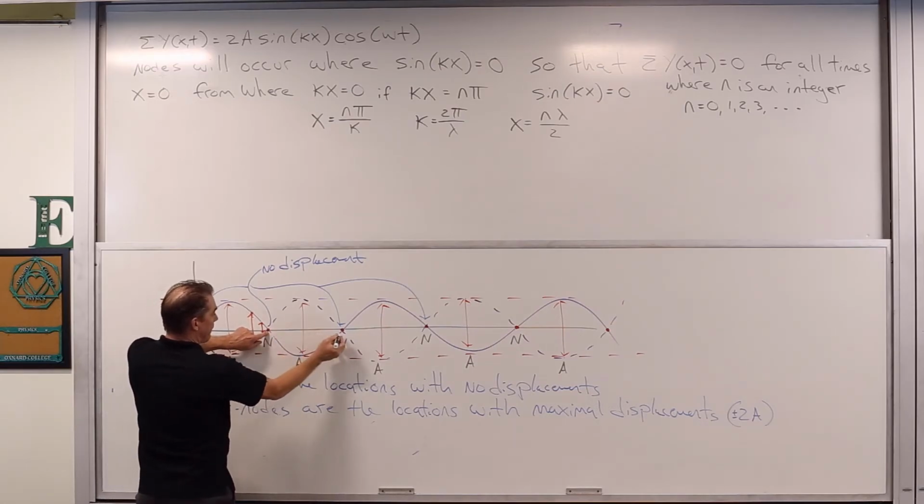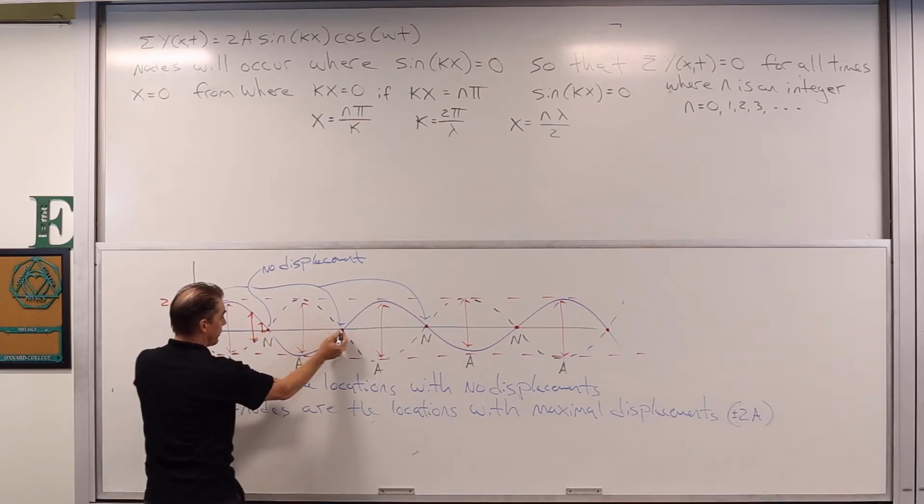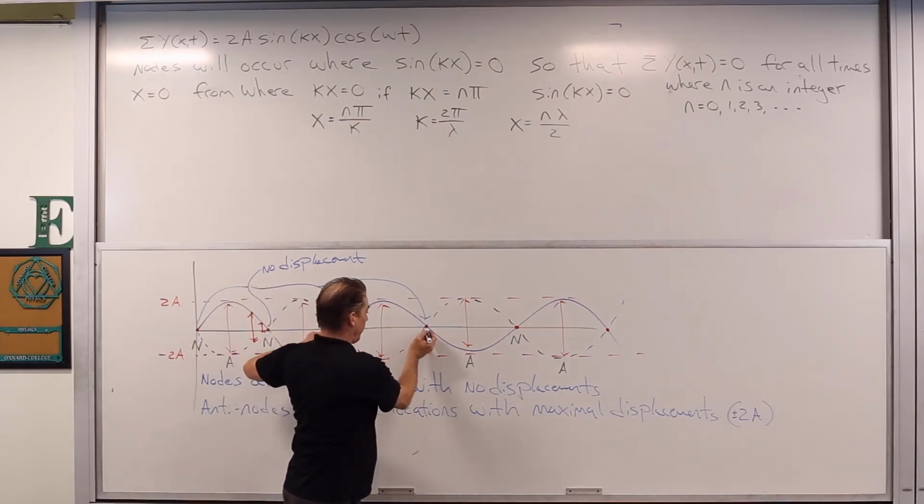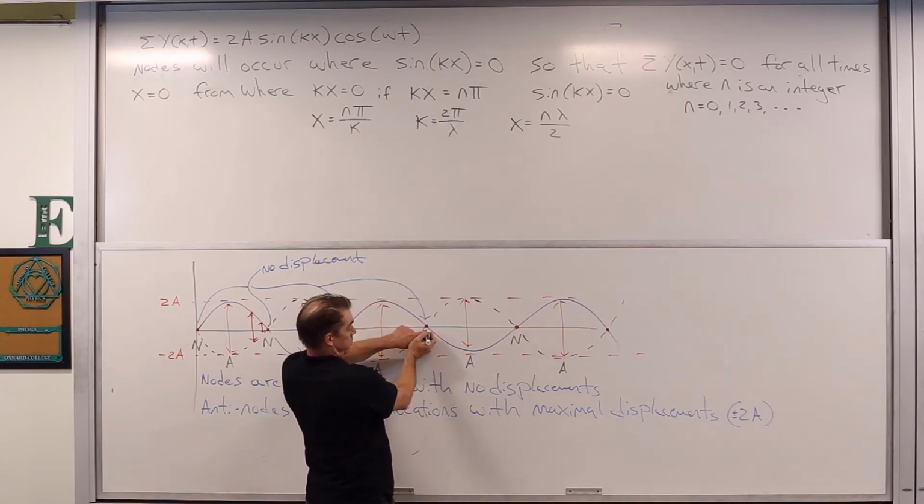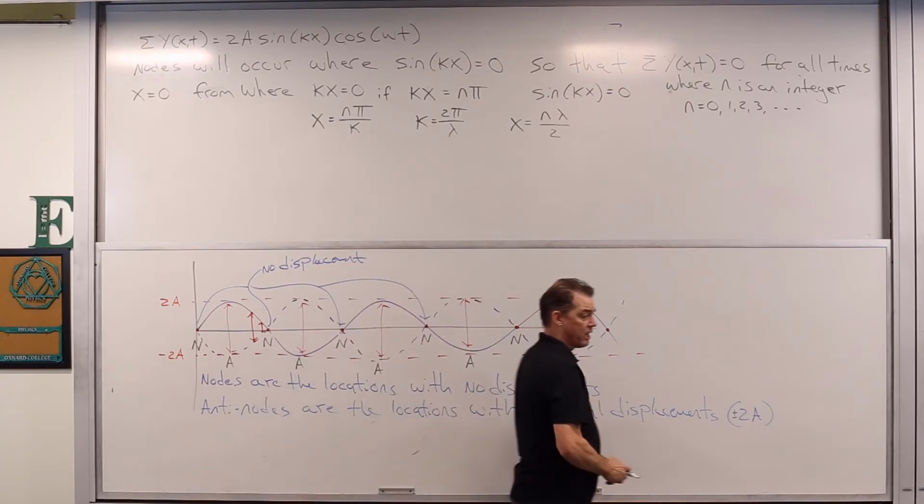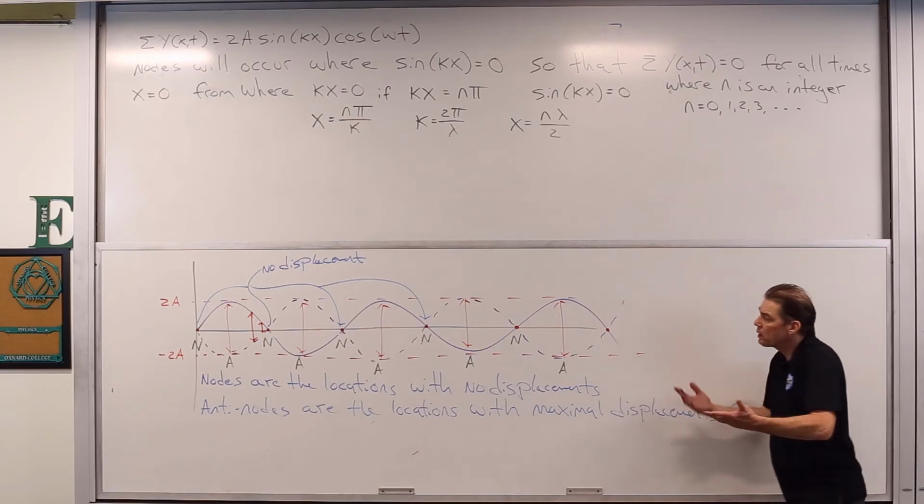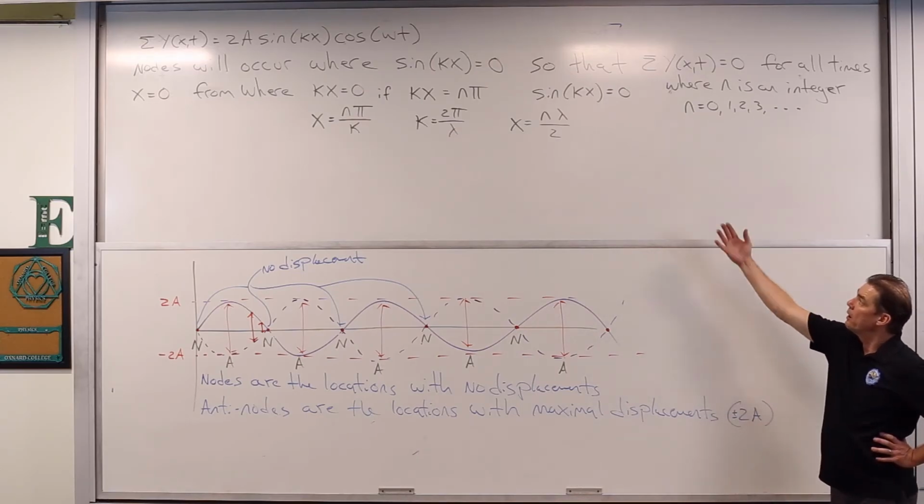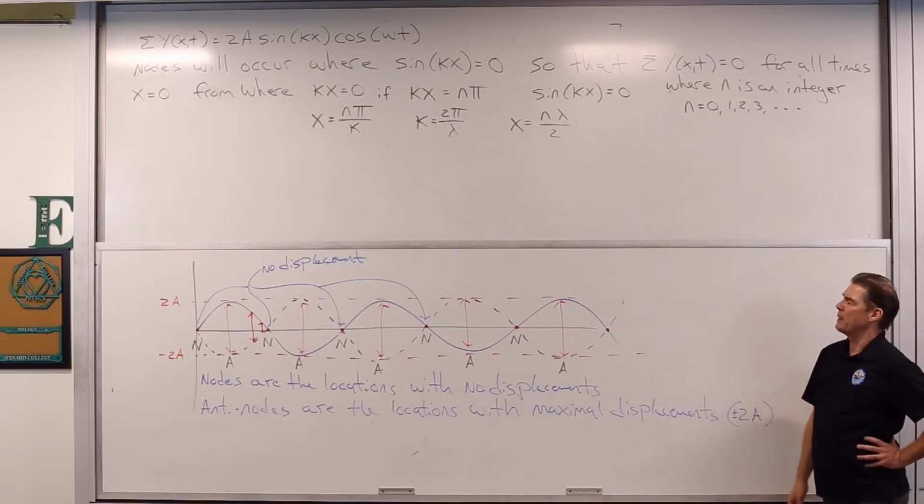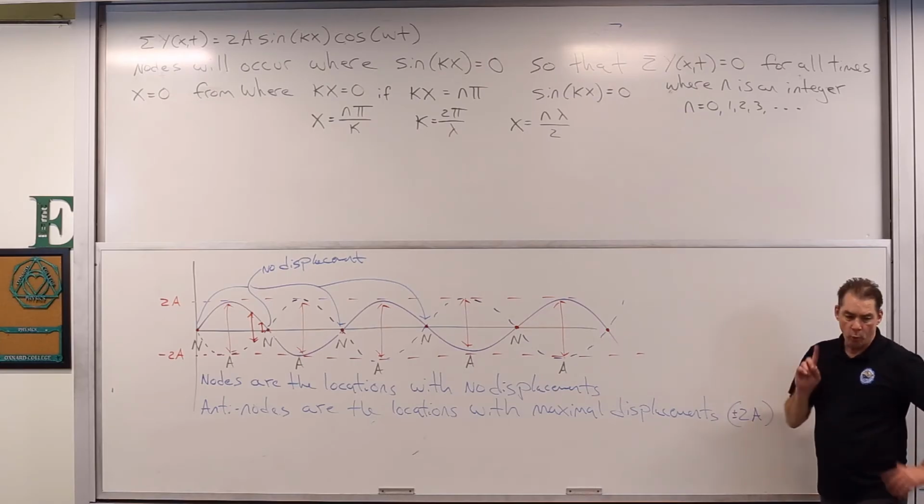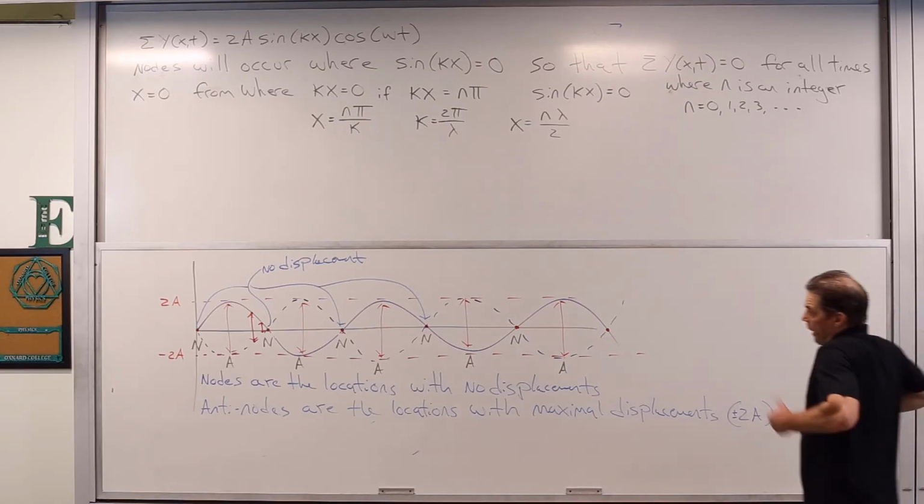Where again, n is equal to 0, 1, 2, 3. So, look at this. We get integer multiples of half wavelengths is where the nodes occur. Is that true? One of them's at x equals 0. That's great. That's for n equals 0. And then n equals 1. Well, n equals 1 says x is lambda over 2, half of a wavelength.